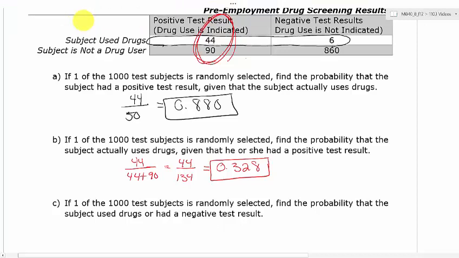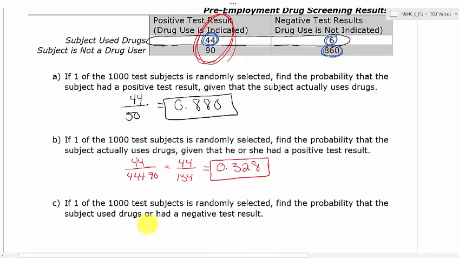So this time we want used drugs or had a negative test result. So used drugs is the 44 and the 6. And then we also want had a negative test result. So that's actually both of these, the 6 and the 860, but we've already added the 6 in. So we don't add that in again, we only add to that the 860.